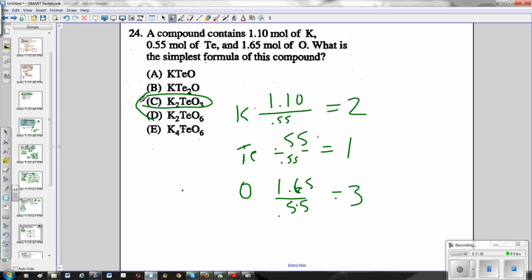So remember, when you have to find a simplest formula, it's empirical formula. If they give you this on the multiple choice, the numbers have to be very easy. You divide by the smallest number of moles, you get the whole number ratio, which is 2, 1, 3, which is the answer for C.